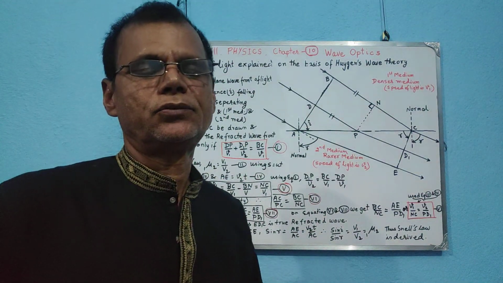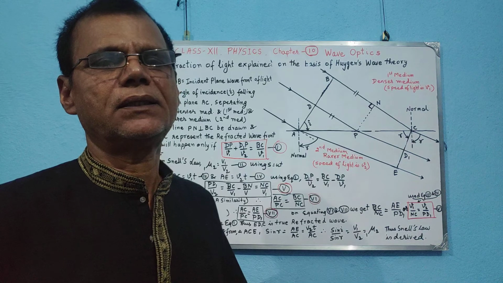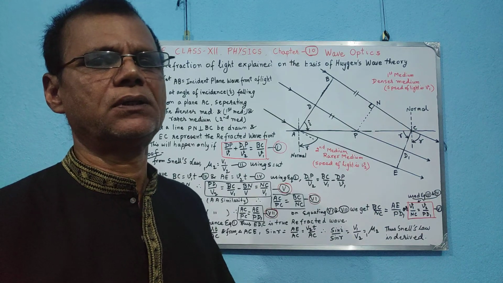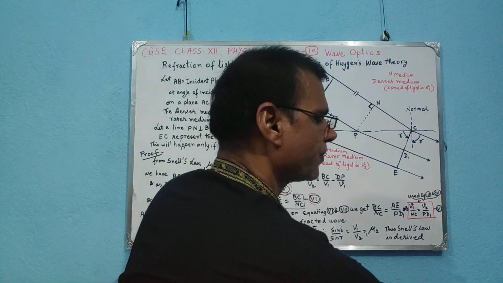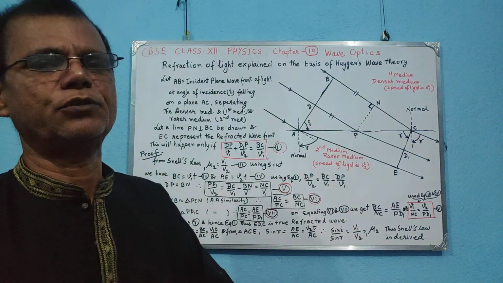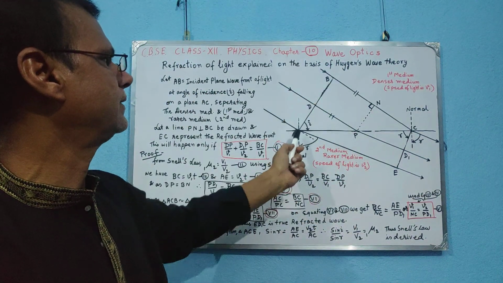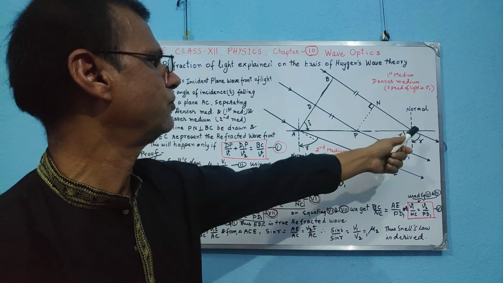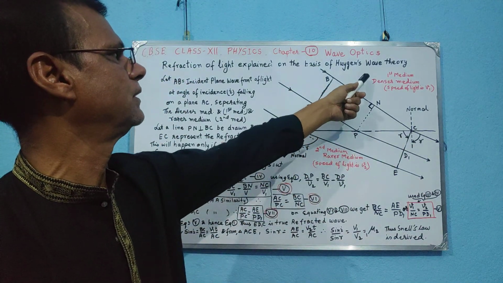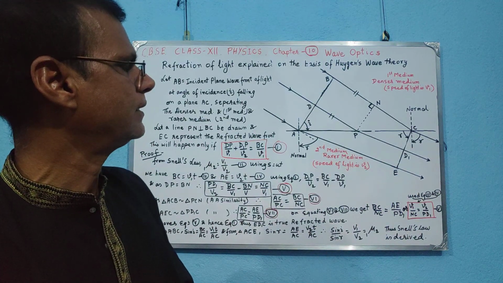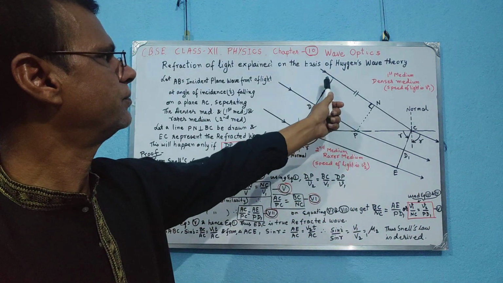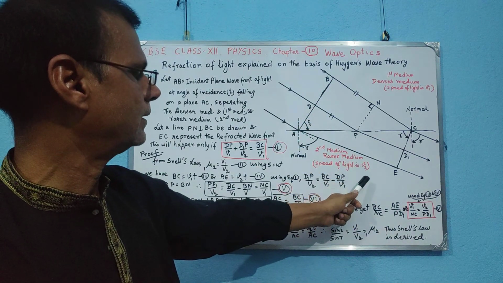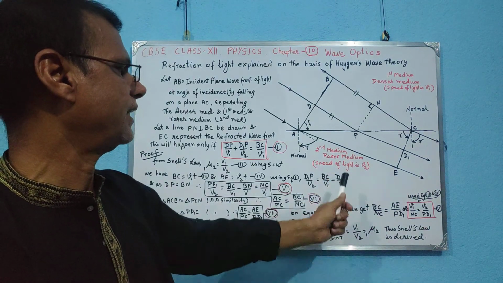Dear students, today we are going to explain the phenomenon of refraction of light on the basis of Huygens' principle, Huygens' wave theory. We have assumed that there is a plane wavefront, say ADB, which is incident on a surface AC which separates the two media: the medium from where the light is coming, and another medium in which it shall enter after refraction.